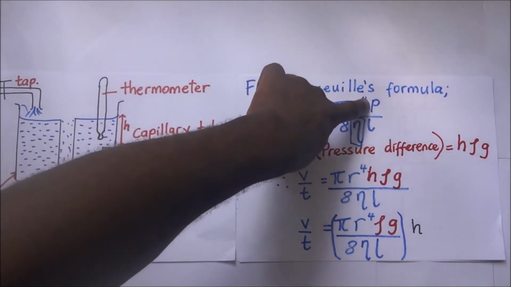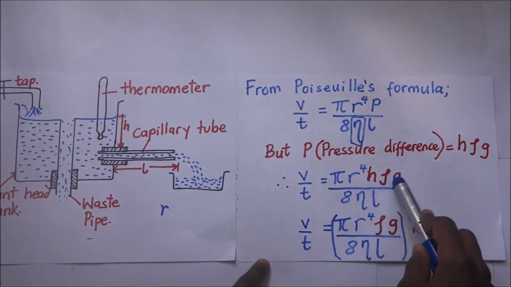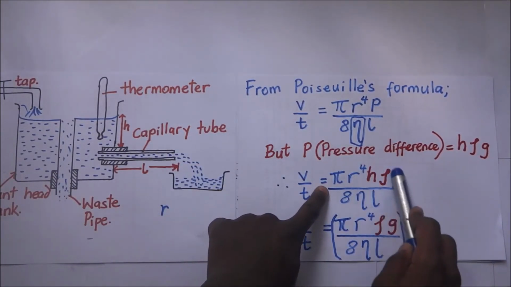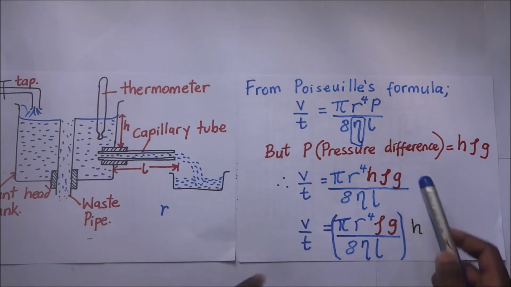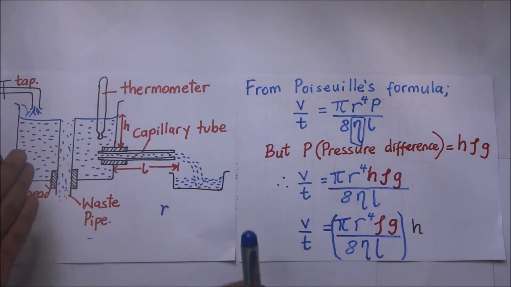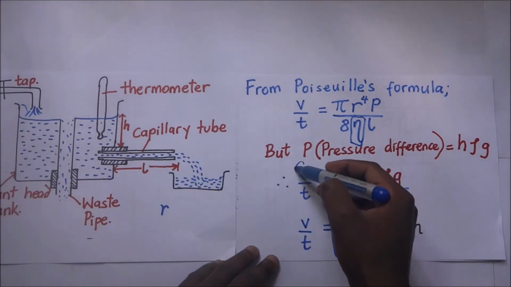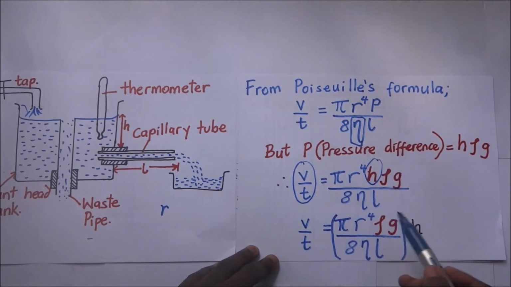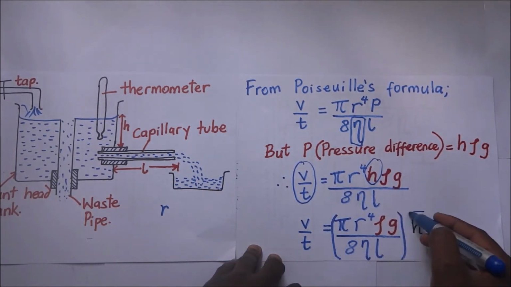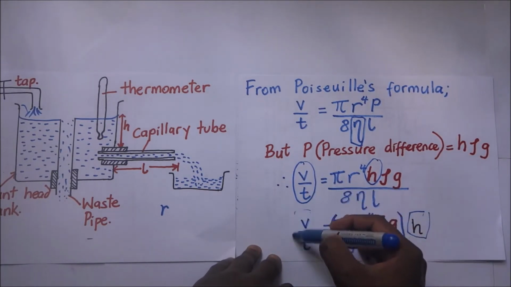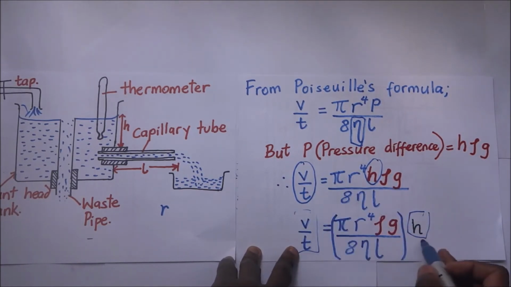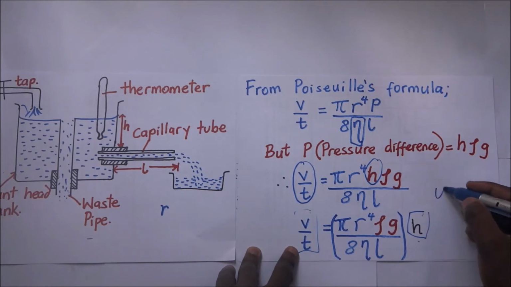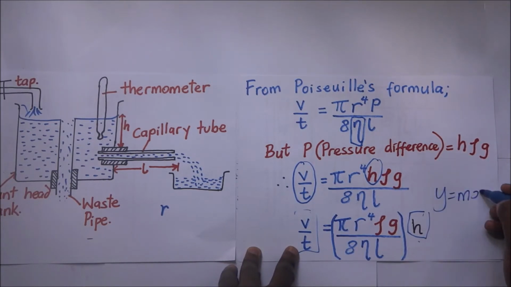Where there is pressure, there is what we've put here: height times density times gravity. Now that we have this height times density times gravity, remember when we were carrying out this experiment, we were varying the volume flow rate with the height. So when we put this value of h outside here and the volume flow rate here, you realize that this expression is in the form of y equals mx.